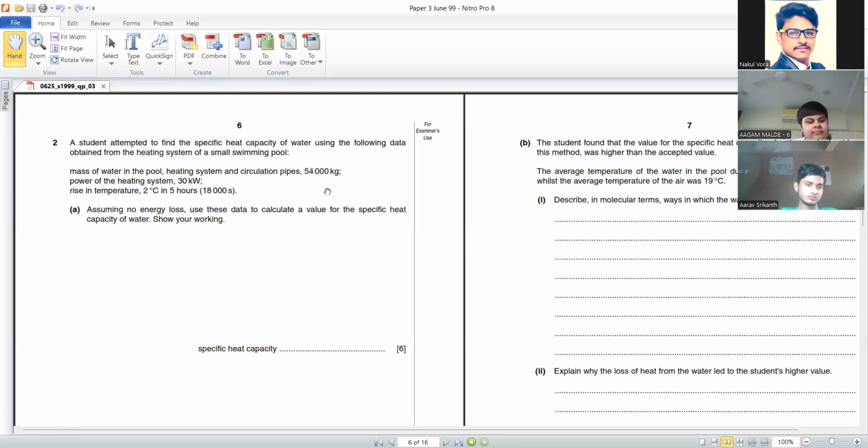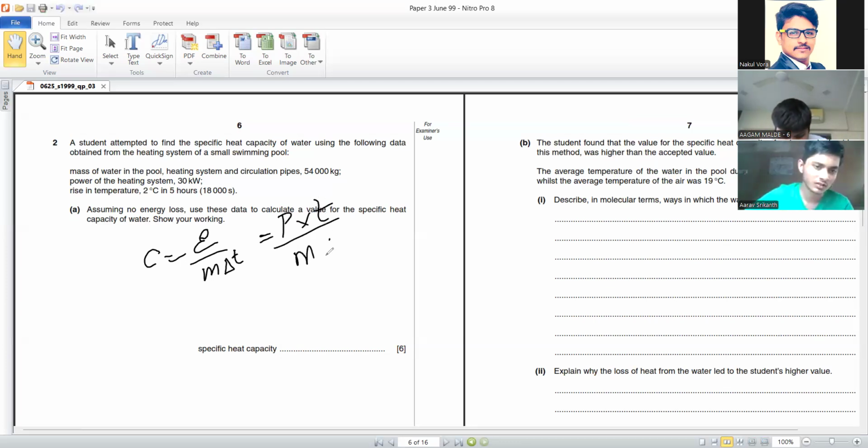What is the formula to be used? To find specific heat capacity, E is equal to mc delta T. But here specific heat capacity is asked, so we'll be using c is equal to E upon m delta T. This is the formula we use. First, power into time, since energy is not given but power is given. So power into time upon mass into delta T.